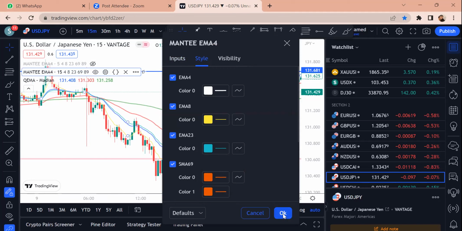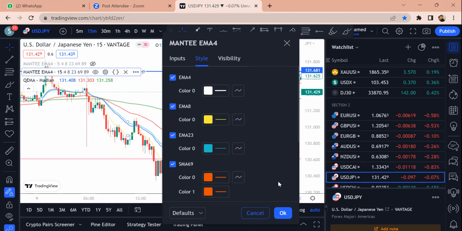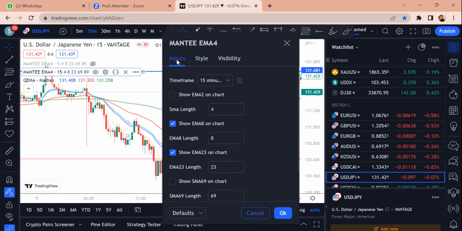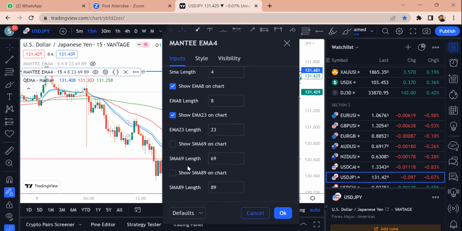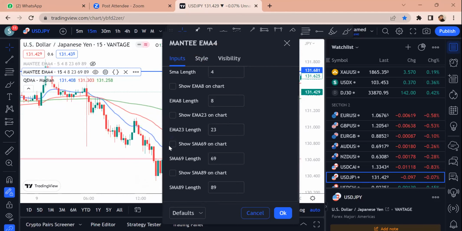Where is it on the screen? Can we see? Which one is it? I can't actually see it. Okay, go back, please. Go back to settings. And then go into the inputs, please. And then take off the 8, please. Take off the 23. And then take the 69.